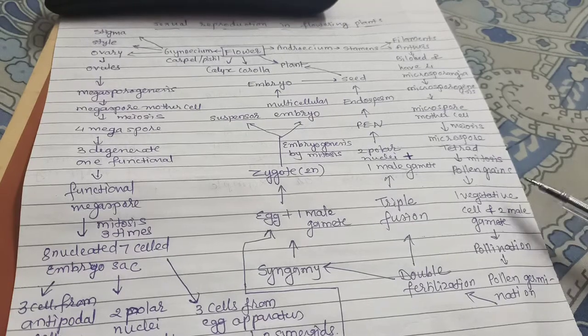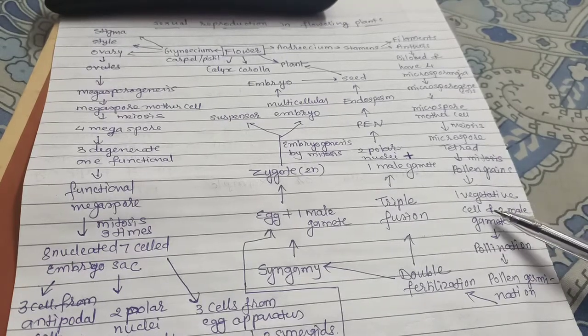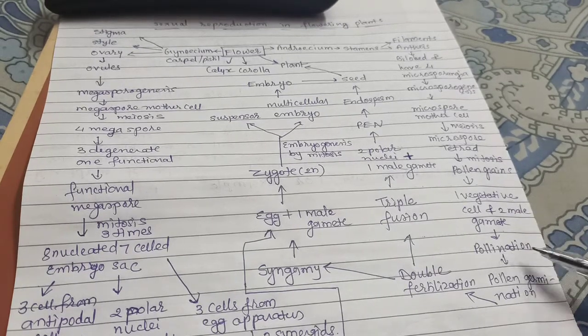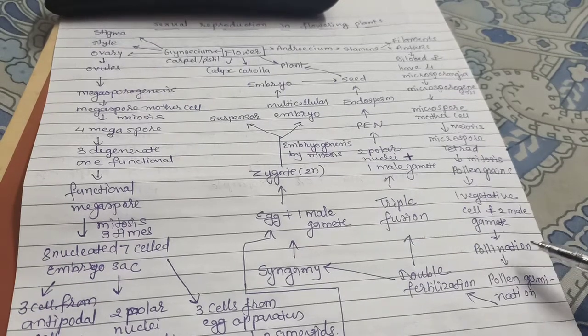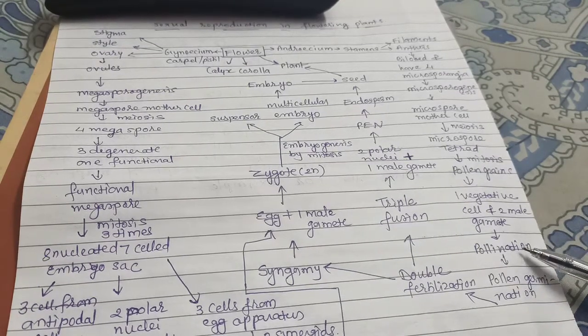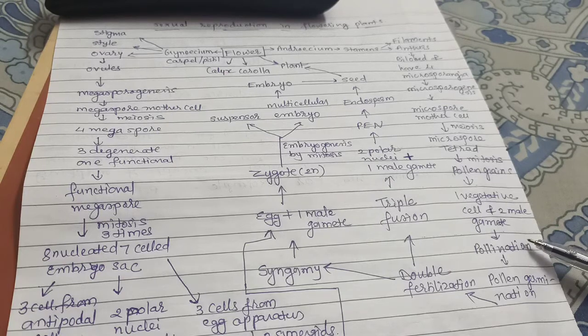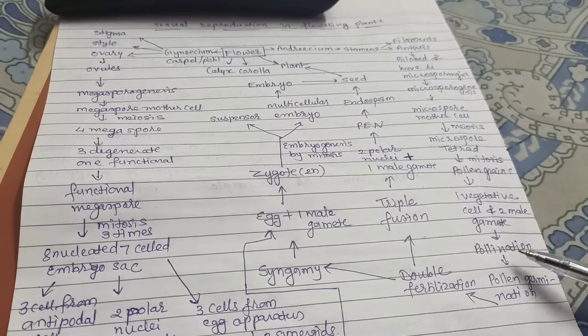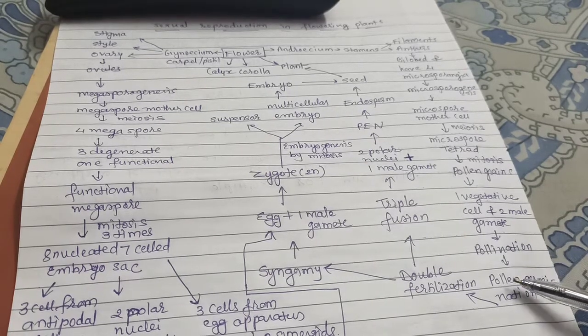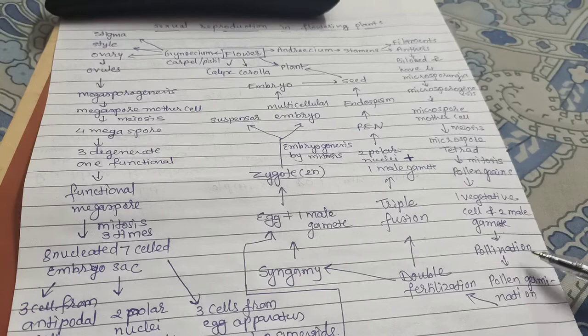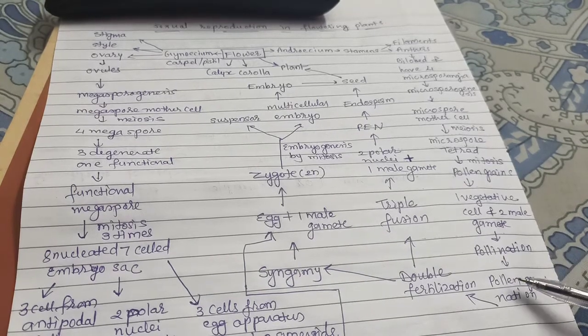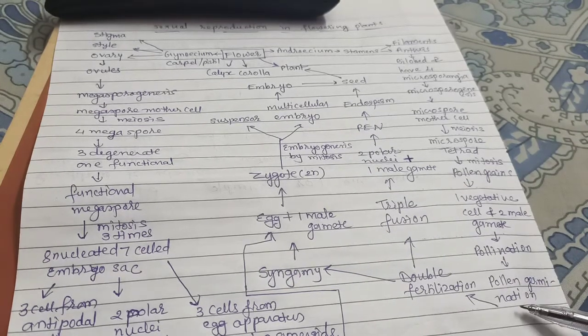These pollen grains are deposited on the surface of the stigma at the time of pollination. Pollination means the transfer of pollen grains from anther to stigma with the help of a pollinating agent. After pollination, the pollen grains are deposited on the surface of the stigma. They are two-celled structures and the pollen grains germinate.